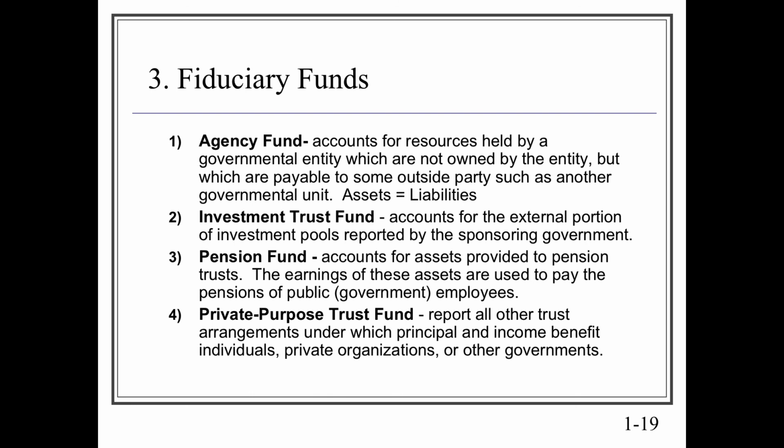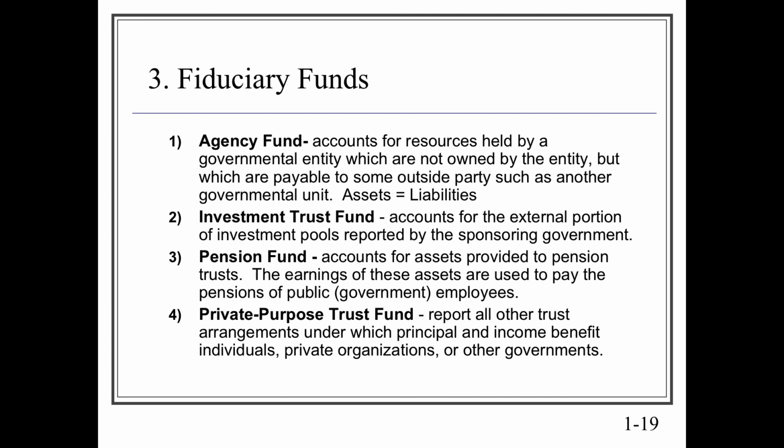Third, fiduciary funds. Fiduciary funds are sometimes known as trust and agency funds. Fiduciary funds account for resources for which the government is acting as a collecting or disbursing agent or as a trustee. Agency funds are used to account for situations in which the government is acting as a collecting and disbursing agent. An example would be a county tax agency fund, where the county collects and disburses property taxes for other taxing units within the county, such as independent school districts.